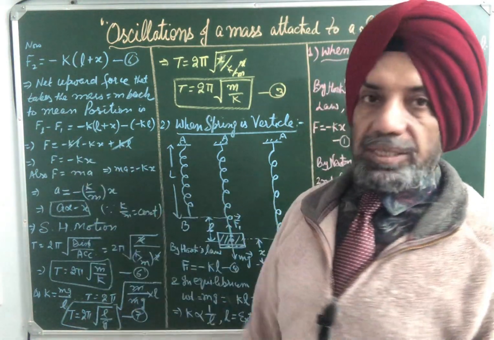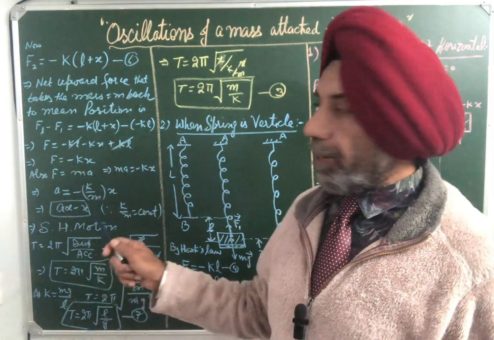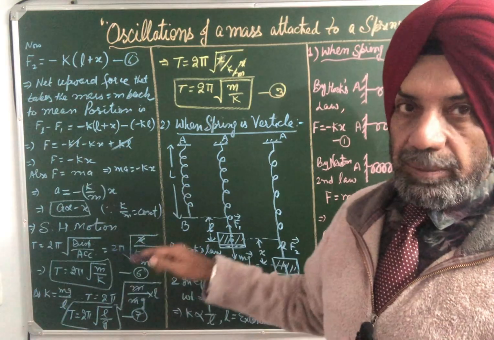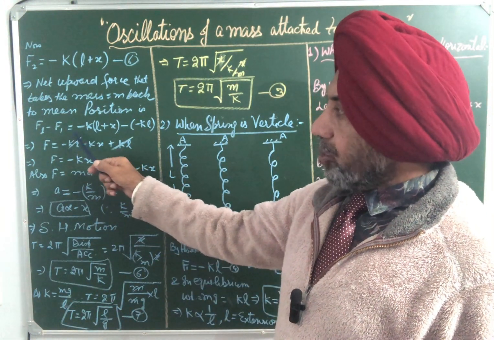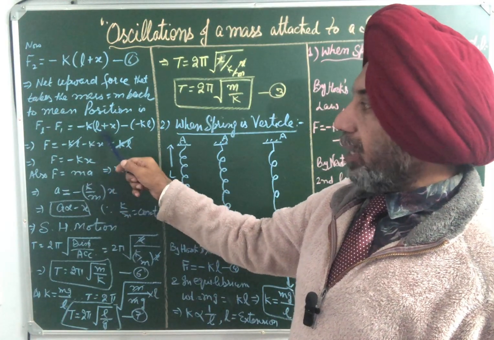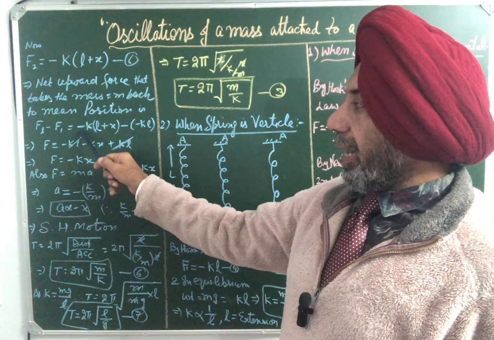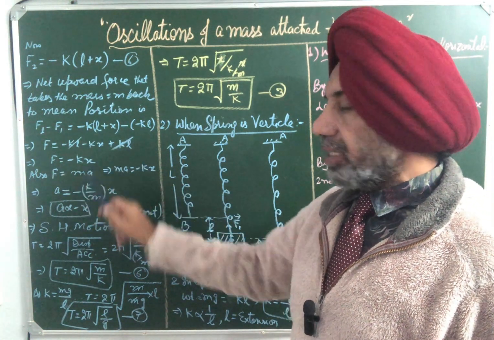F2 minus F1. This is the net force acting in the upward direction after pulling the mass m down through displacement x. L is the extension produced when mass m was attached to the spring at the bottom. So F2 minus F1 is equal to minus K into L plus x minus KL. So simplifying, minus KL minus KX plus KL. KL cancels, so F is equal to minus KX.